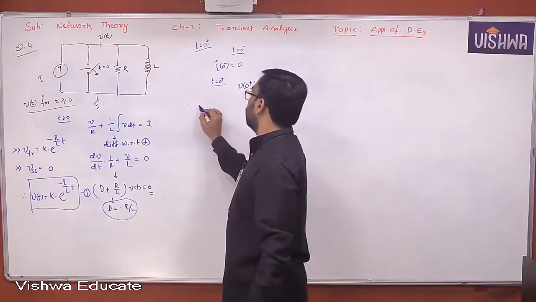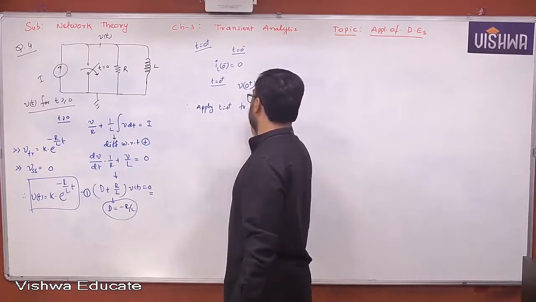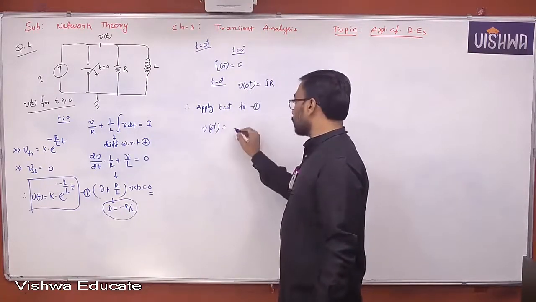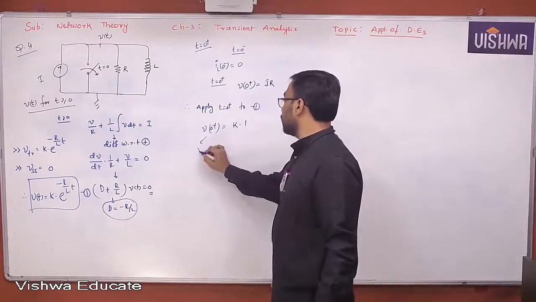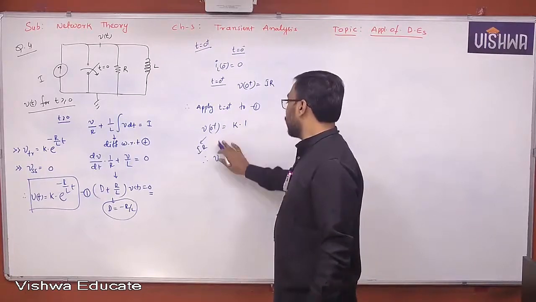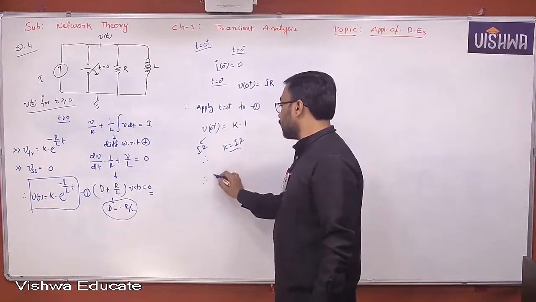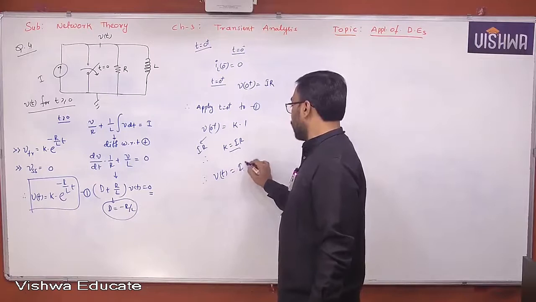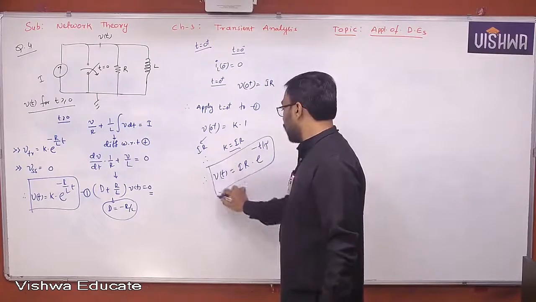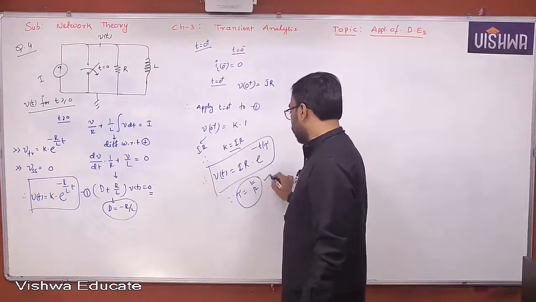Therefore, now apply t equal to 0 plus to equation 1. Then V of 0 plus will be k into 1. But this is IR. Finally, when you got k is equal to IR, then you got the response V of t is equal to IR e power minus t by tau, where tau is equal to L by R. Okay, it's a time constant.